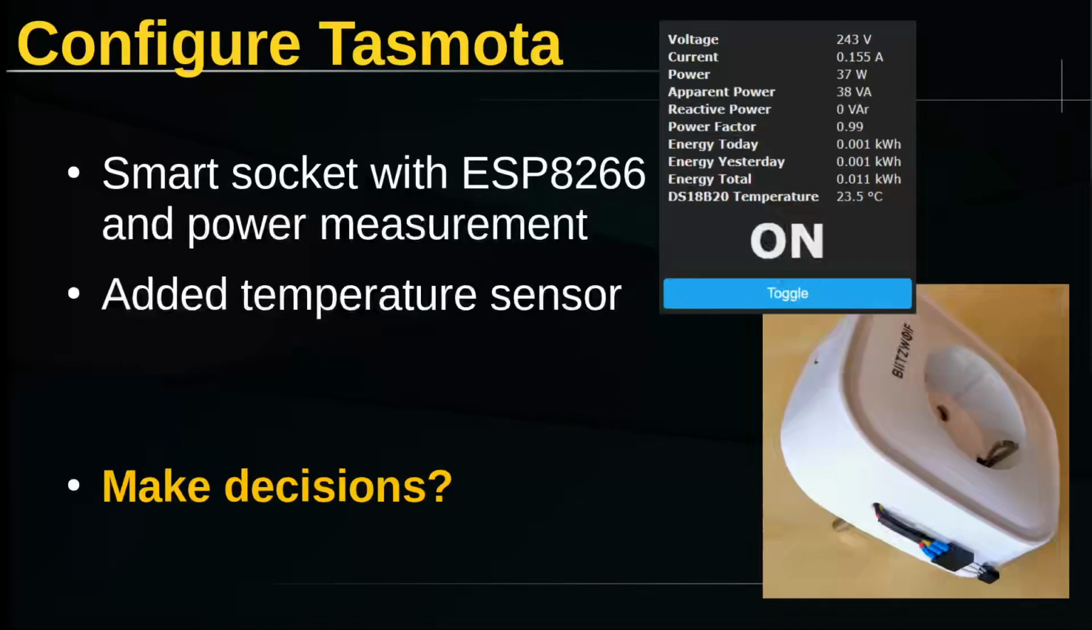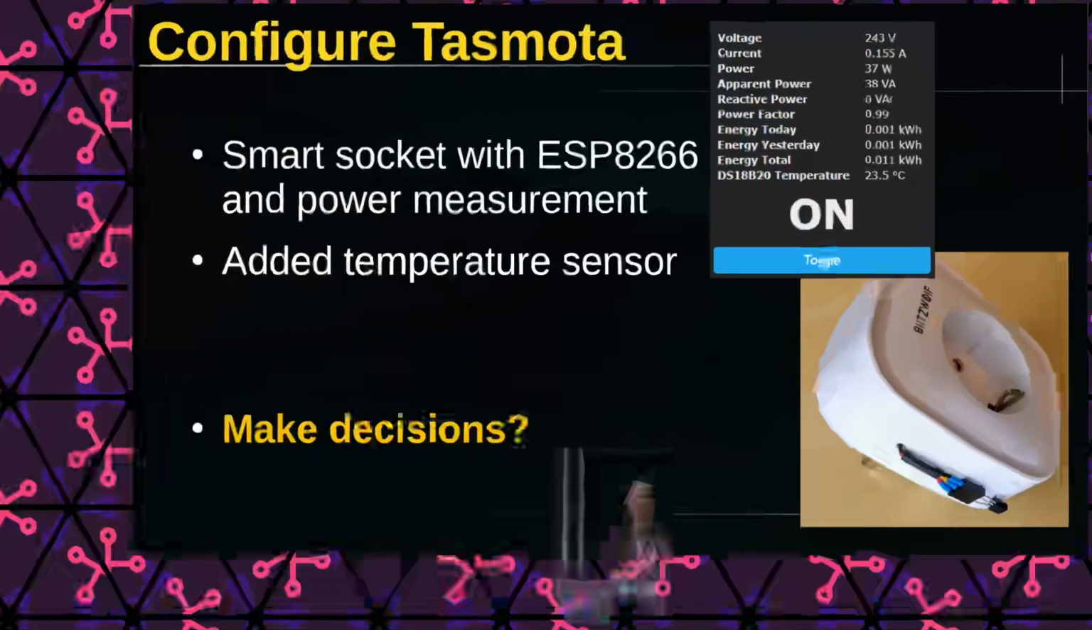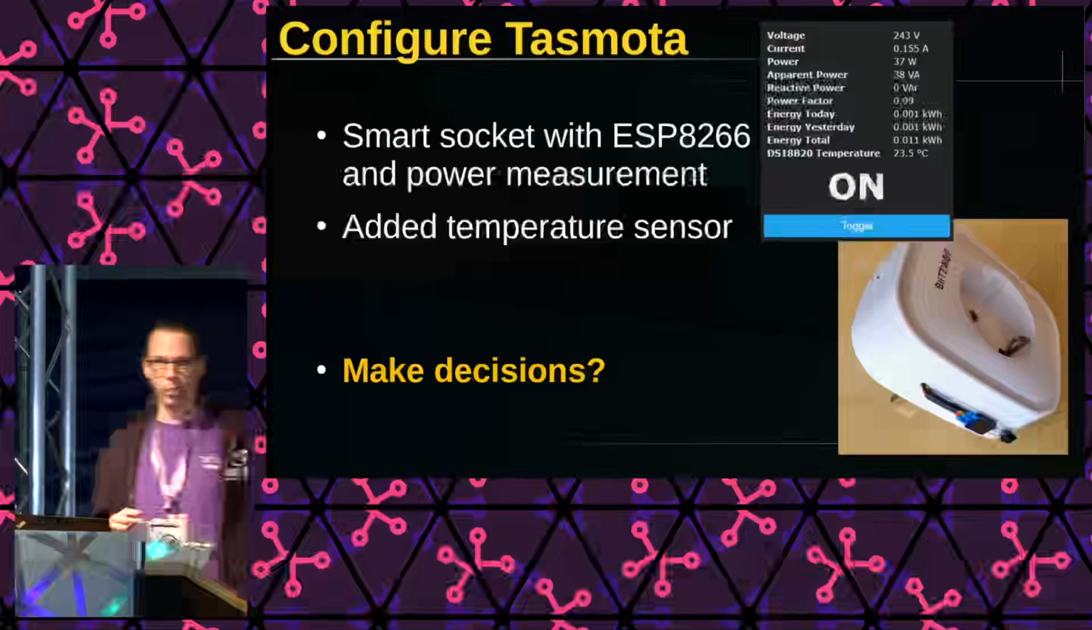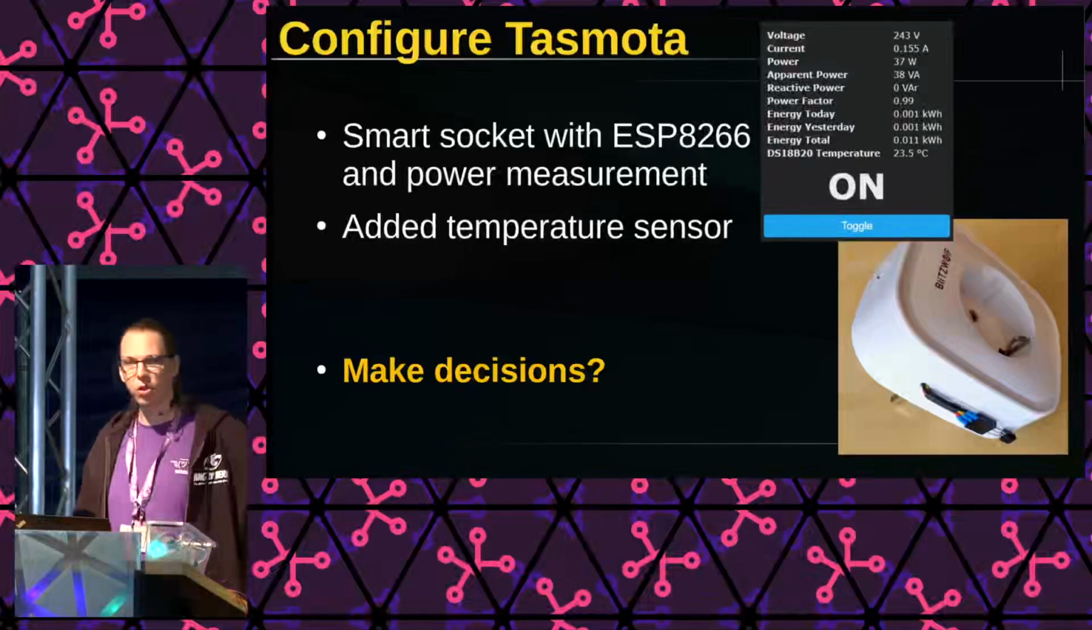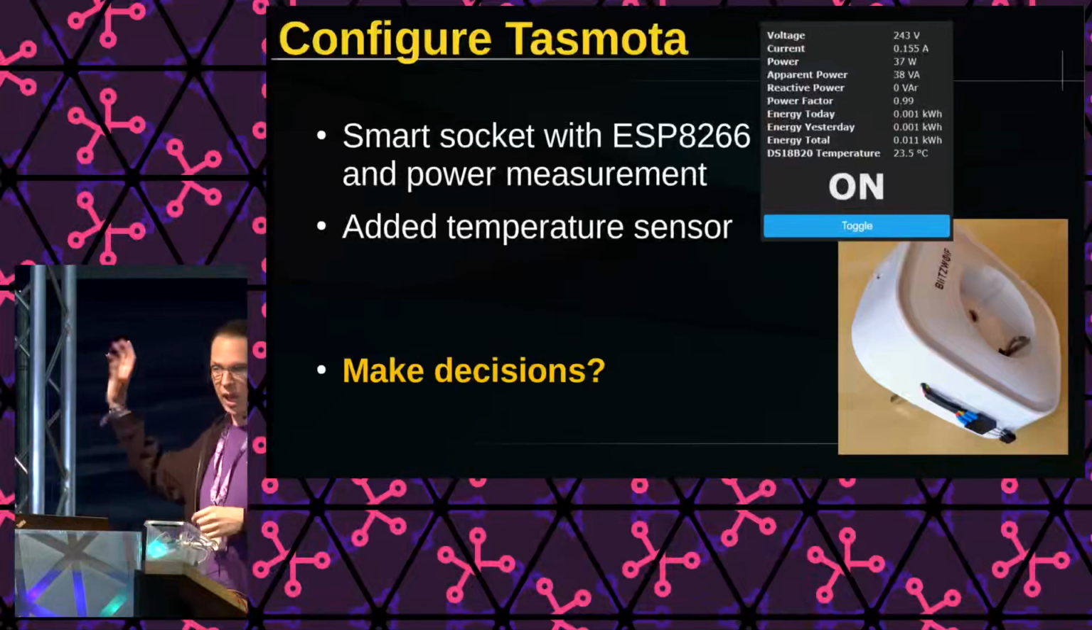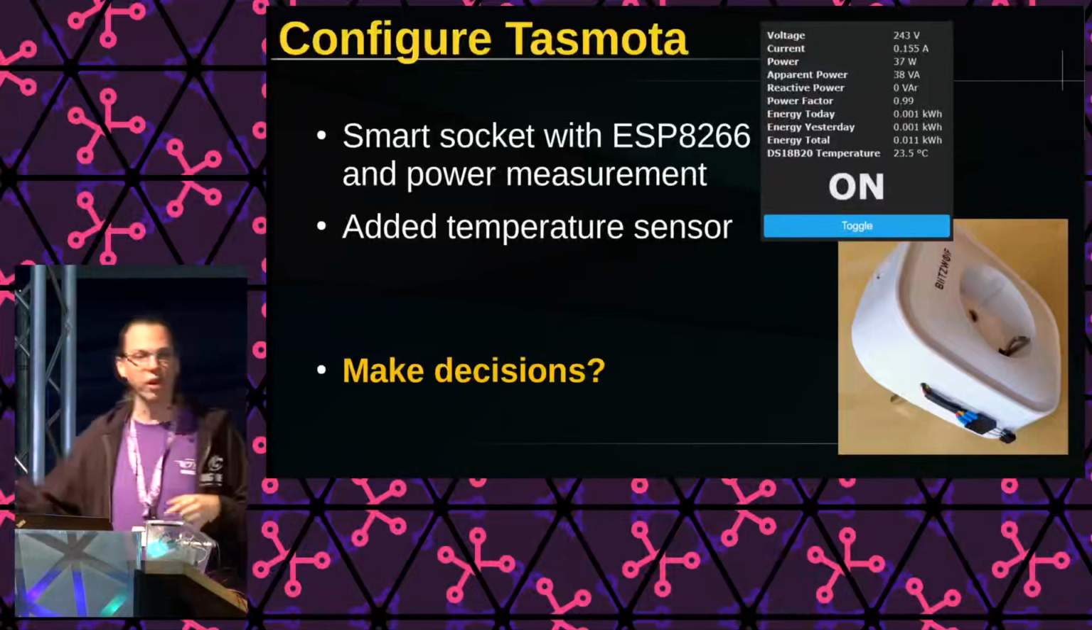But if we have measurements, if we have a smart socket, maybe with a built-in temperature sensor or not, we have to make a decision. At some point, we want some part of our MQTT network of devices to make decisions and have effect on another part, on another device.